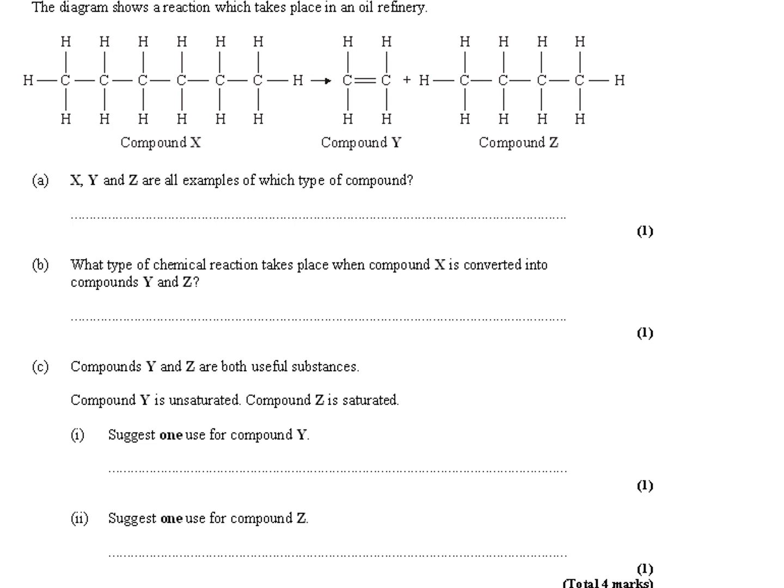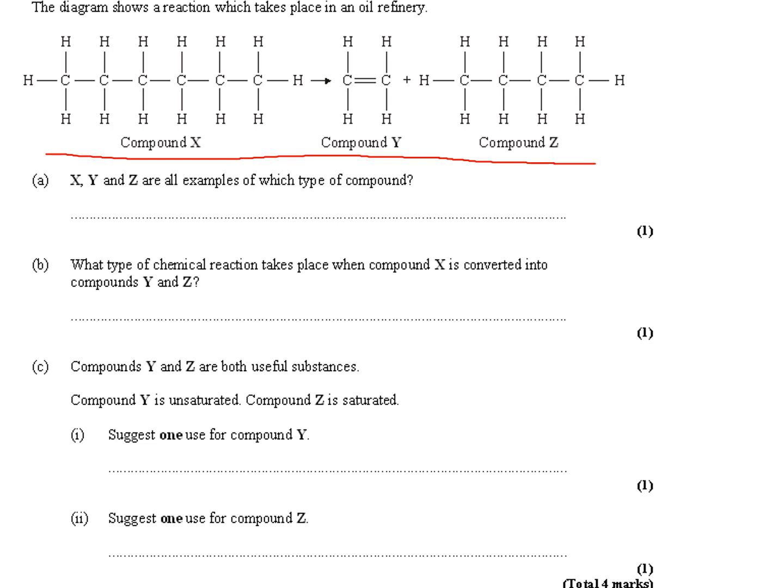This is a relatively easy exam question, but feel free to pause and have a quick go at it. I'll tell you the answers in a second. Okay, so X, Y, and Z. Well, they're not all alkenes, and they're not all alkanes. What they all are is hydrocarbons. So all of those are hydrocarbons.